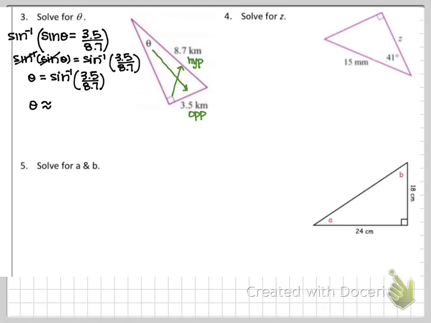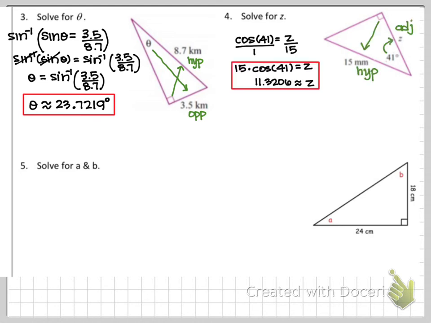So inverse sine of 3.5 divided by 8.7. That's going to give us 23.7219. It is an angle, so we'll put our degree symbol on there. And then that's going to be our answer. Now, since we don't know any of the other sides or angles, the only thing I can go off of is just making sure that theta is smaller than 90 degrees, which it is. Why don't you see if you can set up and solve all the way through question number 4.